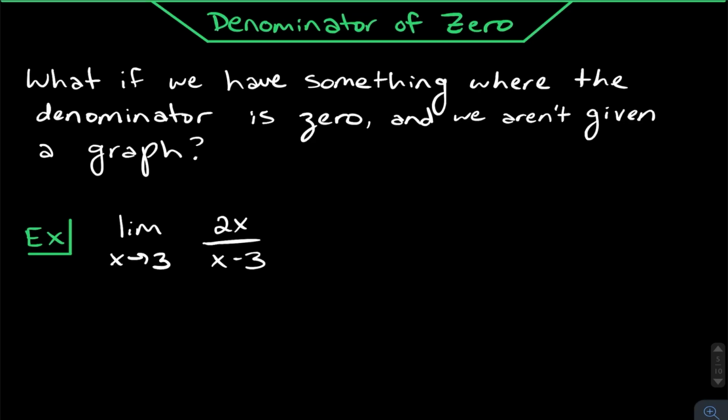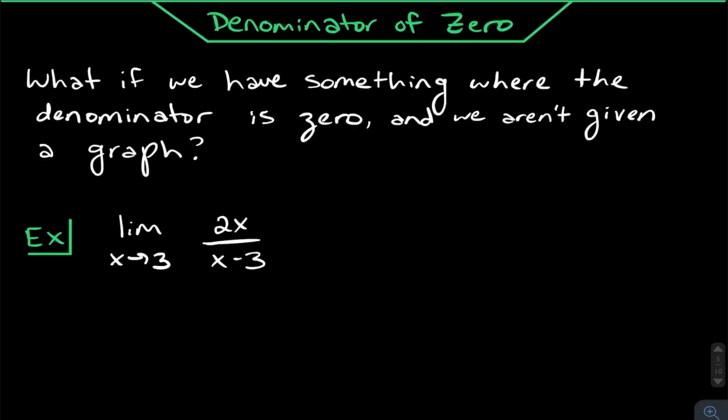So, assuming that you're okay with that, let's move on to cases where we have a denominator of 0. Okay? These are really important with limits, and so we want to check them out. So what if we have something where the denominator is 0 and we're not given a graph, right? So we can't easily see what the limit is as x approaches, in this case, 3. Well, let's take a look, right?